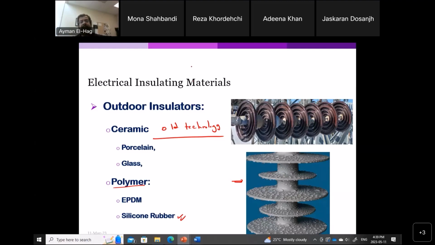The outdoor insulators are only 5 to 8% of the cost of the transmission lines, but around 60 to 70% of the failures come from outdoor insulators. So although their cost is not that high, their impact on the power grid is huge. So you have to understand as a high voltage engineer how this material works and how I can improve their performance.